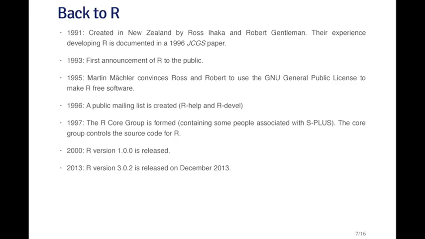In 1997, what's called the R Core Group was formed, and this contained a lot of the same people who developed S-PLUS. And the Core Group basically controls the source code for R. So the primary source code for R can only be modified by members of the R Core Group. However, a number of people who are not in the Core Group have suggested changes to R, and they have been accepted by the Core Group.